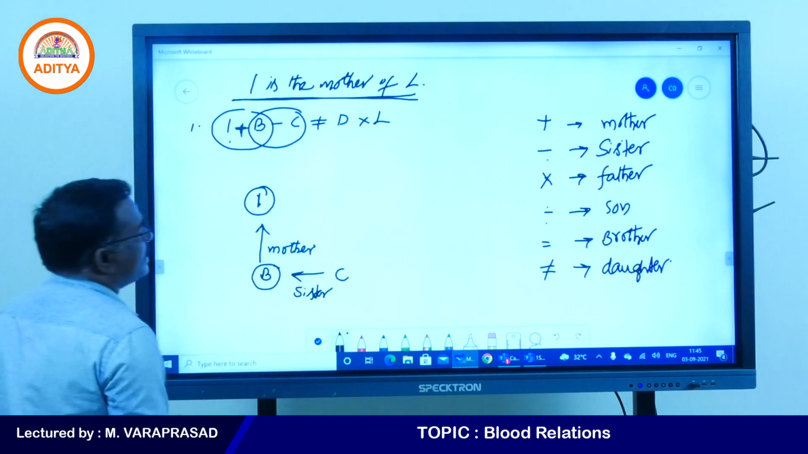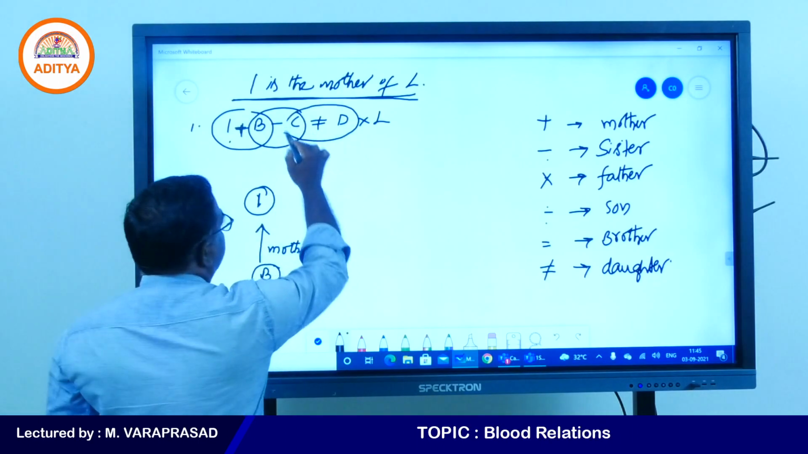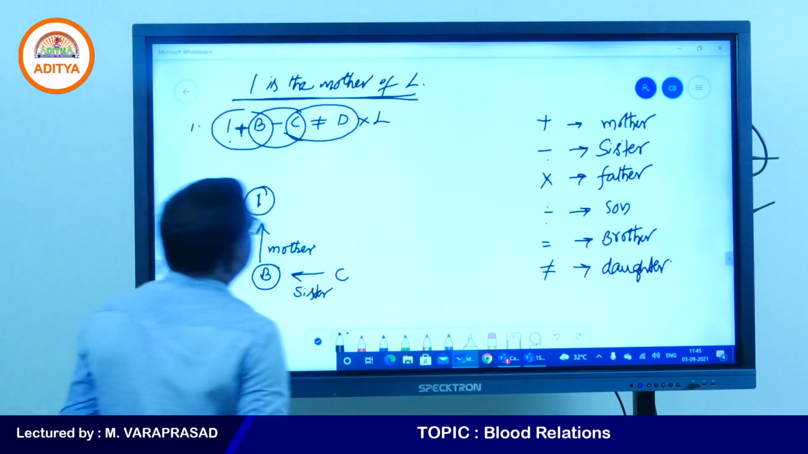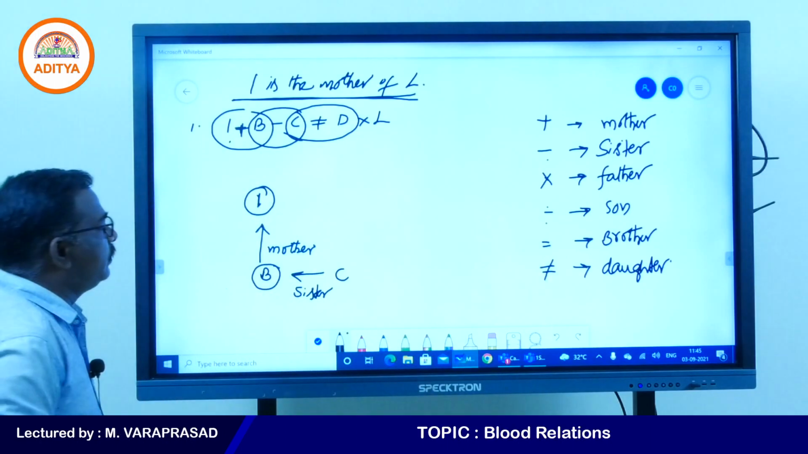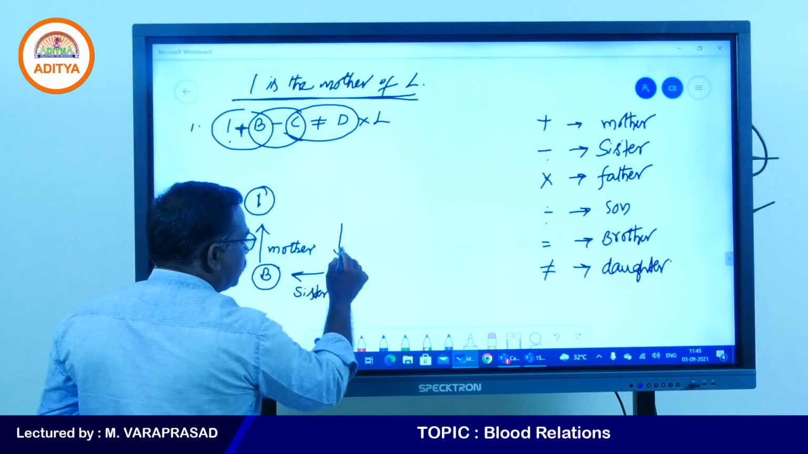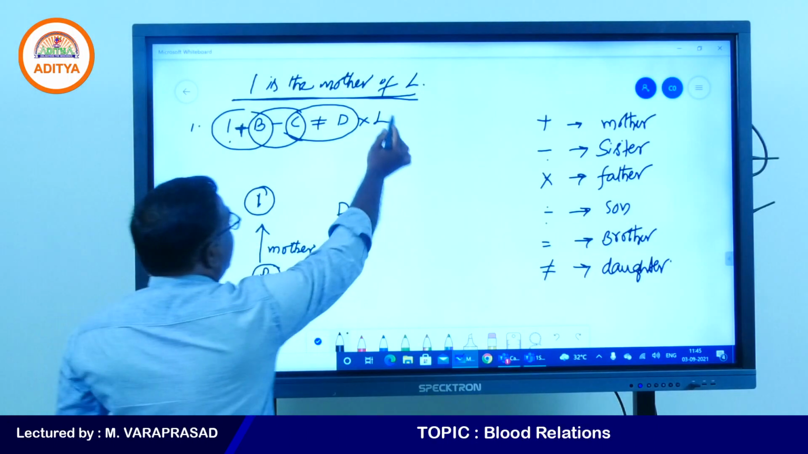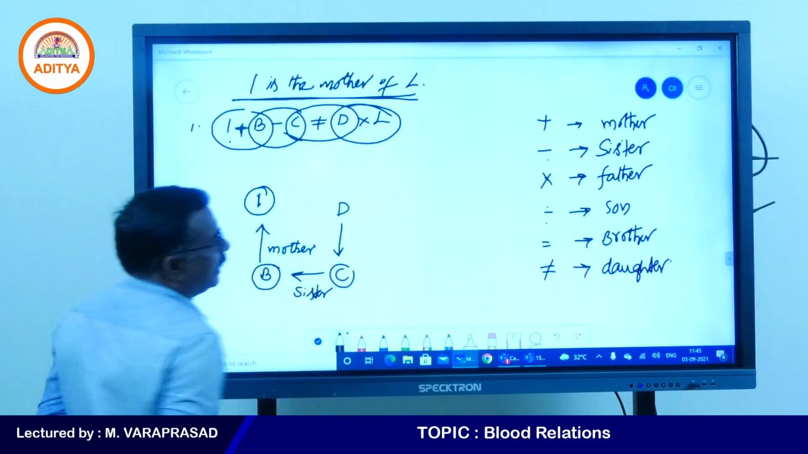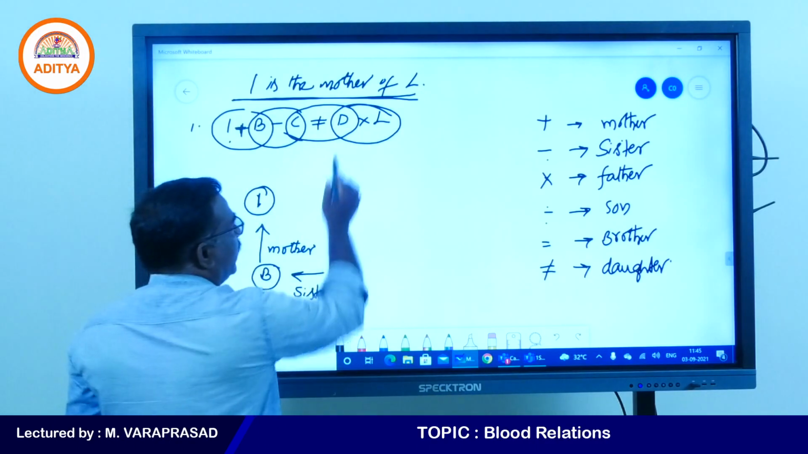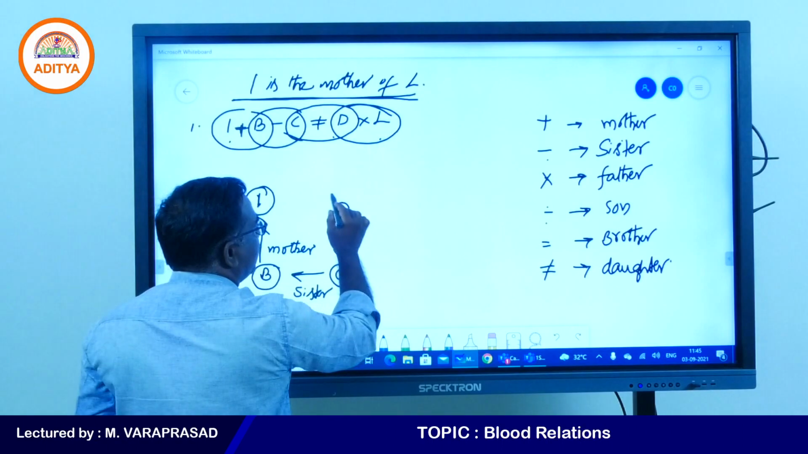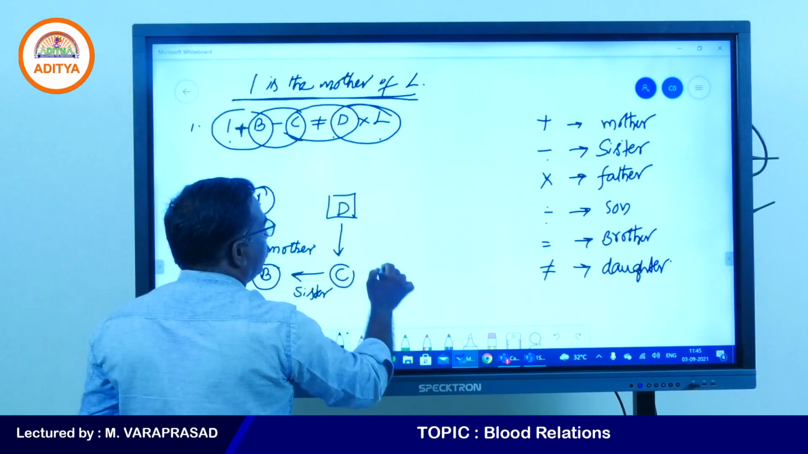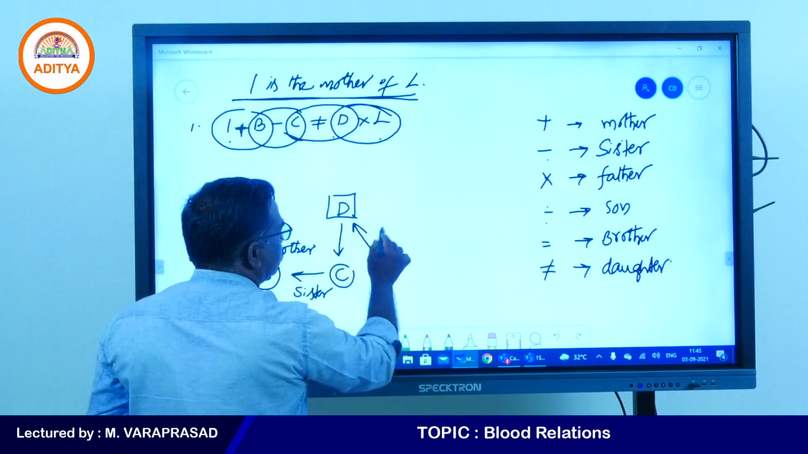Next one, C not equal to D means C is daughter of D. Now D into L. Into means father. So D is father of L.